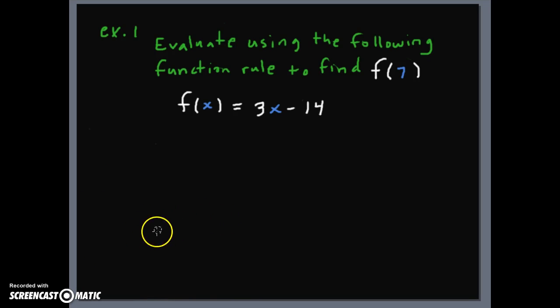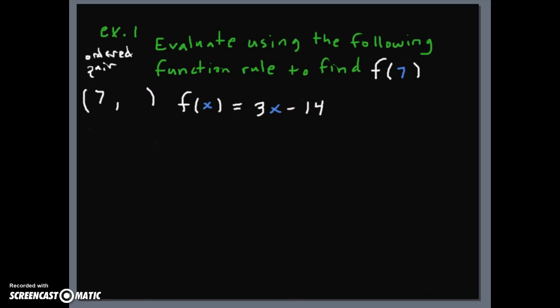Example number 1. Evaluate using the following function rule to find f of 7. So if you're looking at this f of 7, we're trying to figure out what the output is when our input is 7. So we know that our input is 7. We can represent this as an ordered pair. We learned about the definition of an ordered pair the other day.